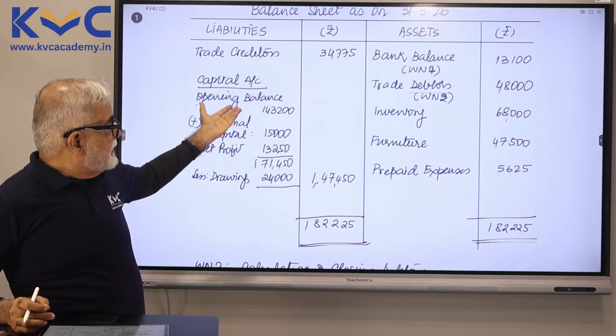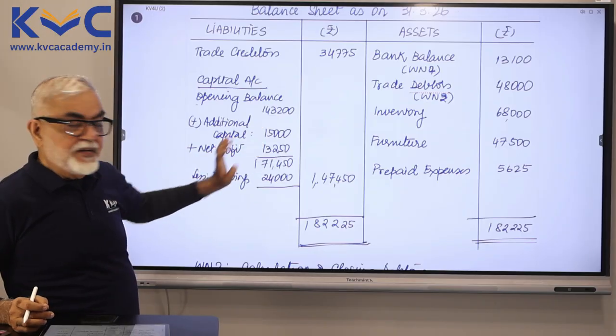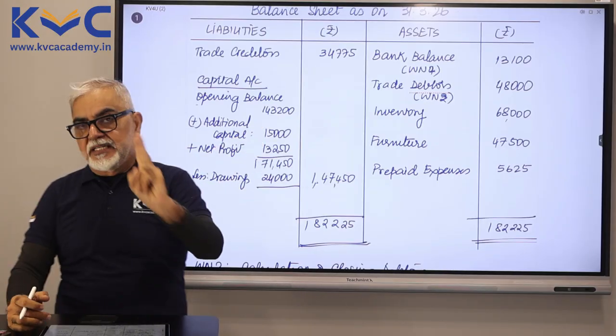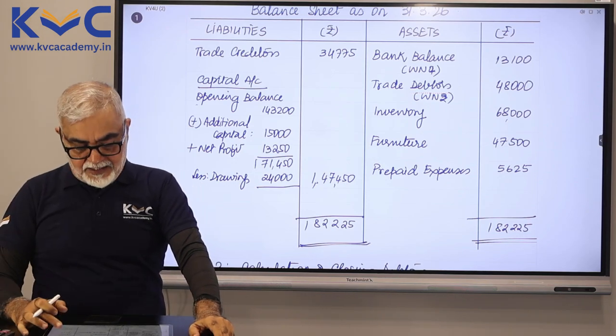Trade creditors, capital: opening balance, add profit, add additional capital, less drawings. Drawings is 2,000 per month. So 2,000 into 12, 24,000.